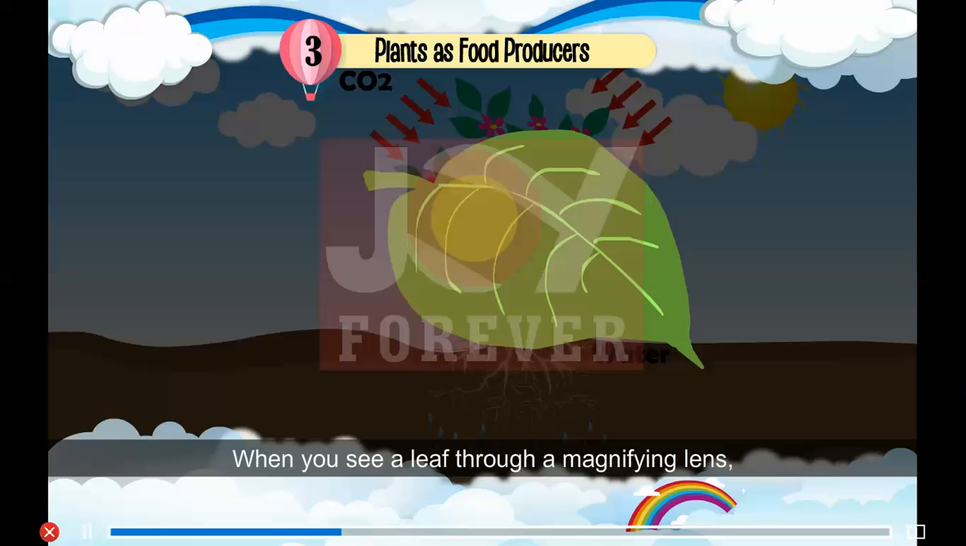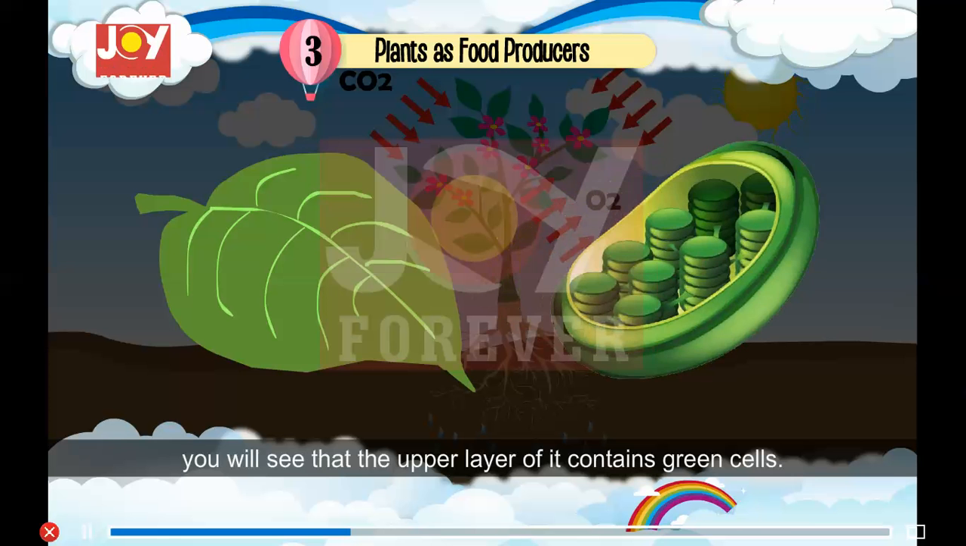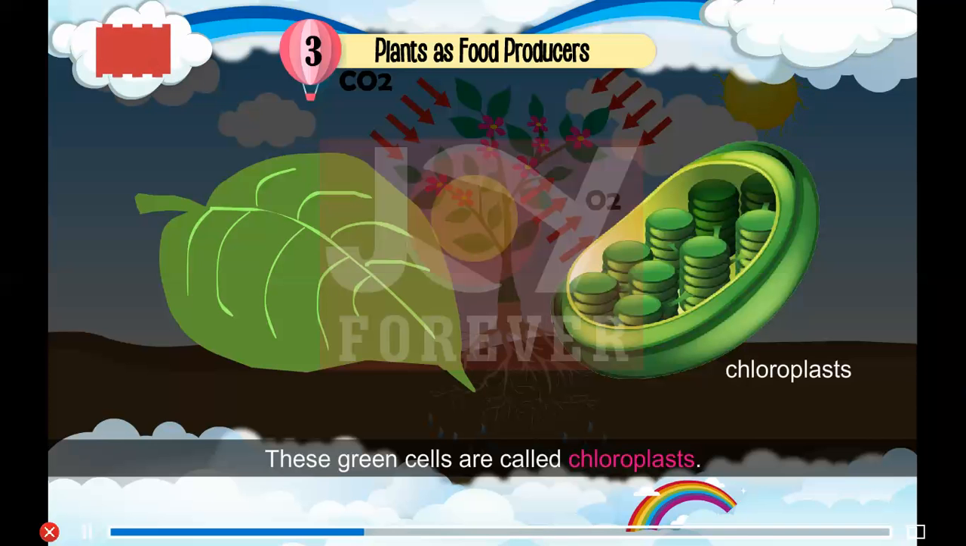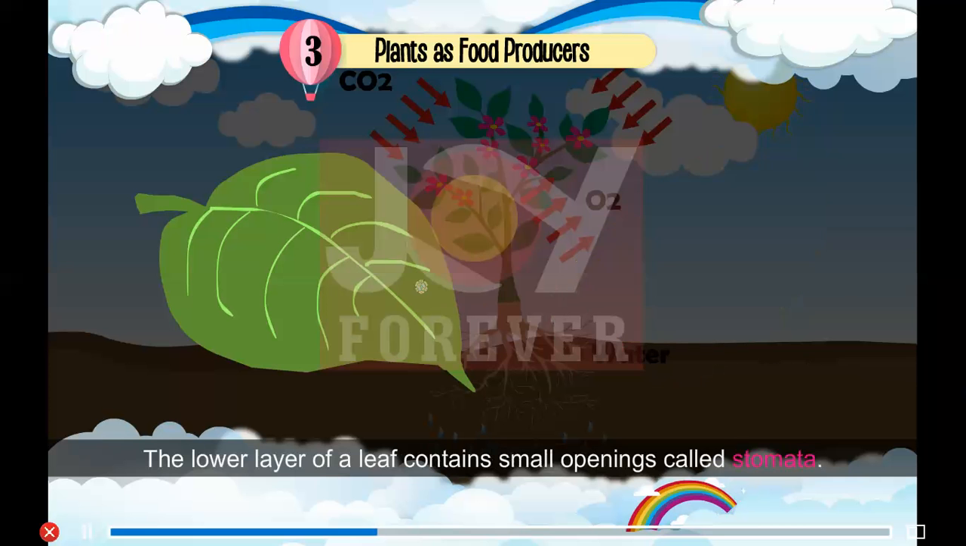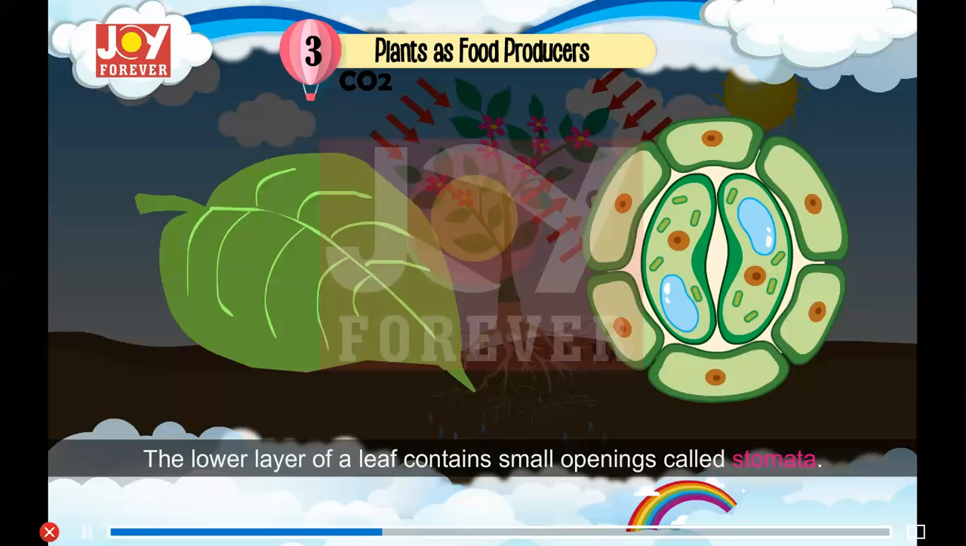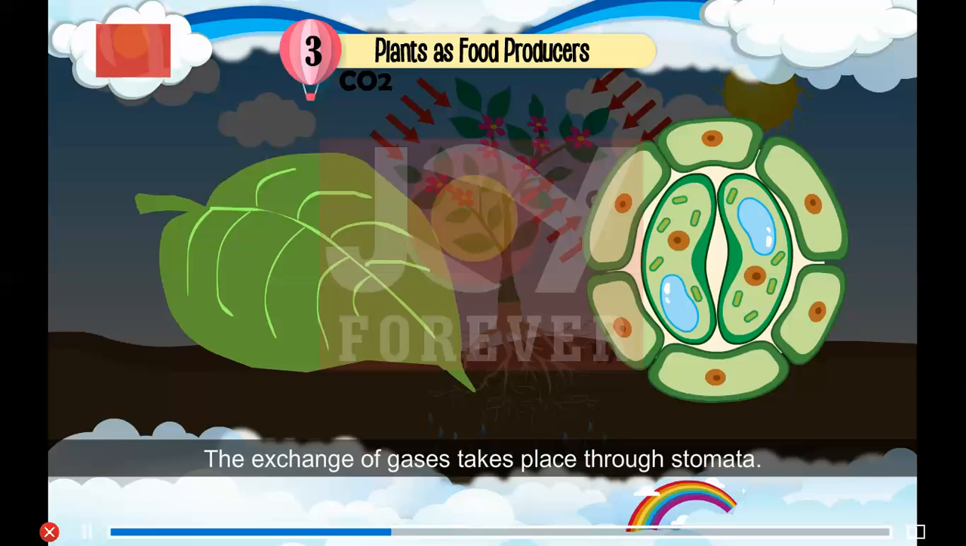When you see a leaf through a magnifying lens, you will see that the upper layer of it contains green cells. These green cells are called chloroplasts. The chlorophyll pigment that gives the green color to the leaves is found in chloroplast. The lower layer of a leaf contains small openings called stomata. The exchange of gases takes place through stomata. Stomata also give out excess water.